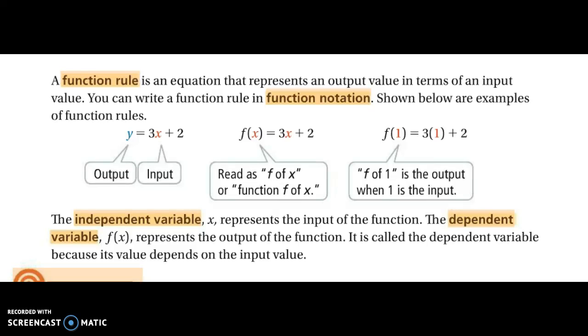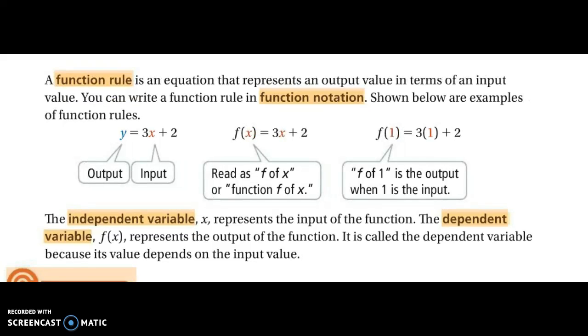Okay, so now you know what a relation is and what a function is, and they are relating inputs into outputs. So now we're going to look at what a function rule is, and this is an equation that represents the output in terms of the input. So it's very similar to what you're used to seeing. So here's an example of what you're used to seeing, y equals 3x plus 2.